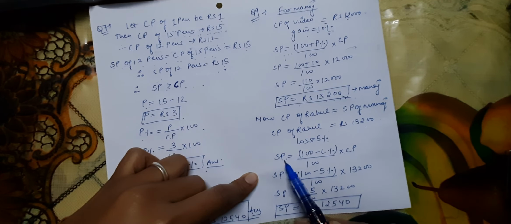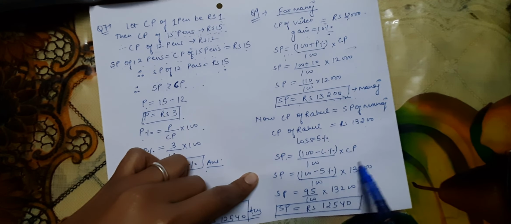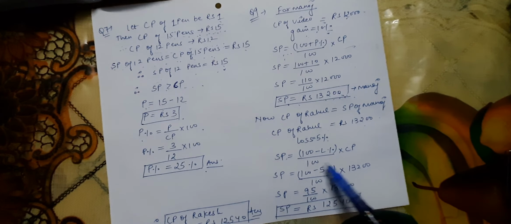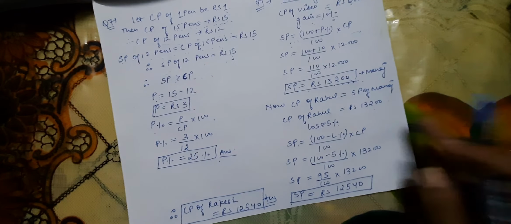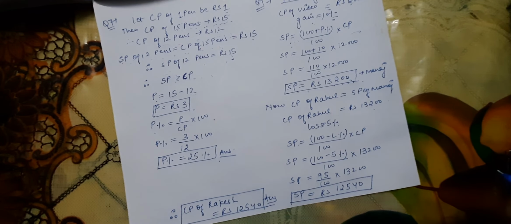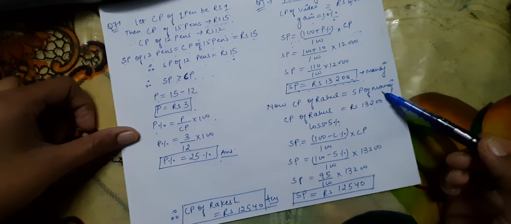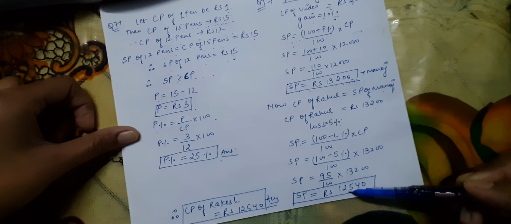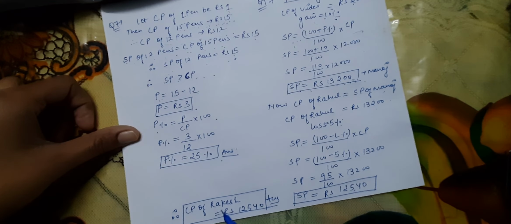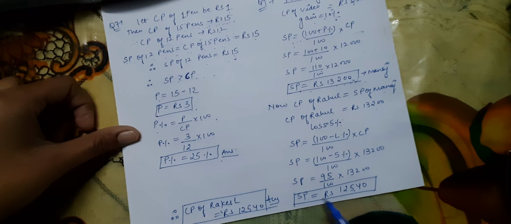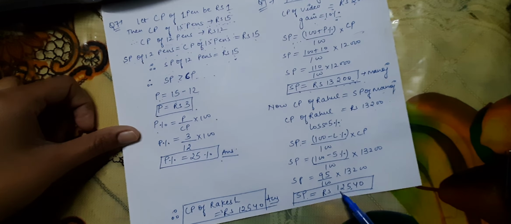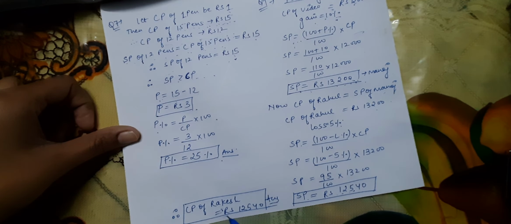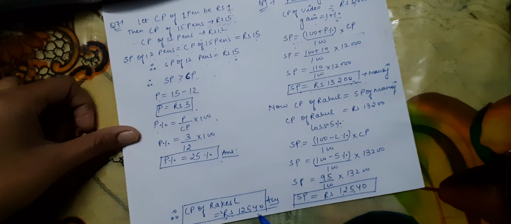For calculating the selling price of Rahul, we'll use this formula of 100 minus loss percent into cost price upon 100. We'll put the values and we'll get the selling price as this. Now in the question, it is asking what did Rakesh pay for it. So Rahul sold the video to Rakesh. So this is the selling price of Rahul, but at this amount, Rakesh purchased the video. So this is the selling price for Rahul, but this same amount is the cost price for Rakesh. And this is your required answer.